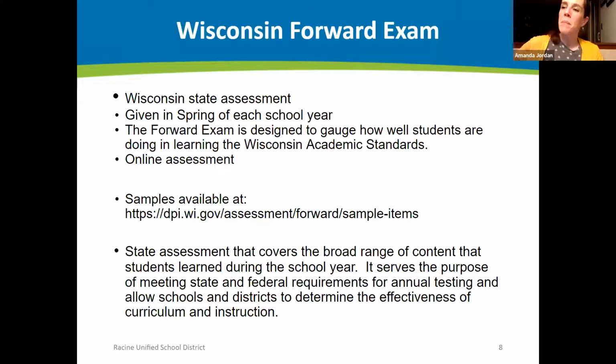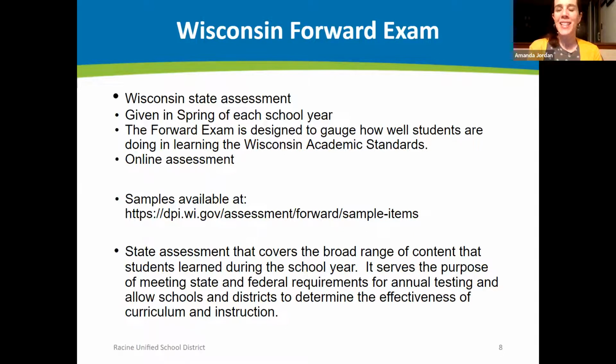The next major assessment that will be coming up in spring is the Wisconsin Forward exam. Again, this is a state required assessment that is given to our students in spring of each year. The Forward exam is designed to support school districts in checking and gauging how our kiddos are doing on learning the Wisconsin academic standards. We did not take the Forward exam in the 2019-20 school year due to COVID. However, we are back to taking it this previous spring and again in this coming spring.